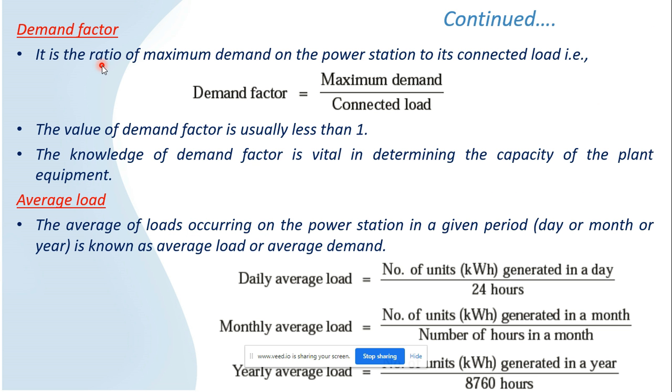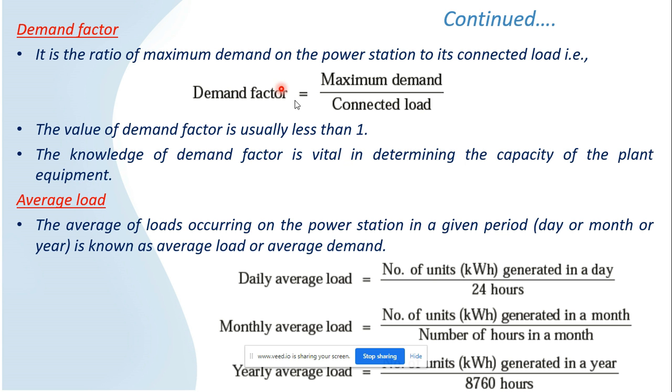Demand factor. It is the ratio of maximum demand on power station to the connected load. Maximum demand by connected load. We know that maximum demand is always less than the connected load. So demand factor is usually less than 1. The knowledge of demand factor is vital in determining the capacity of the equipment.